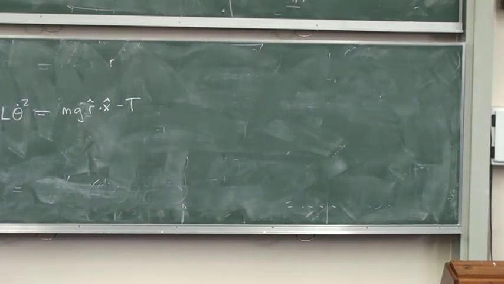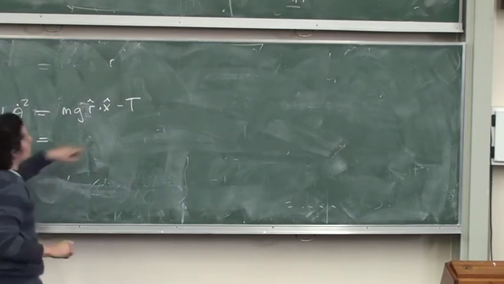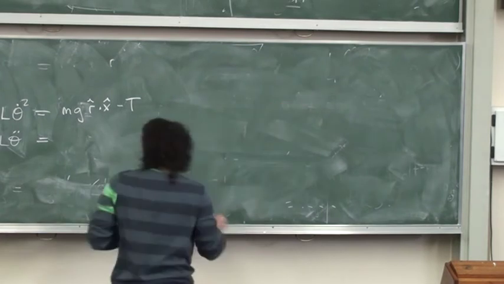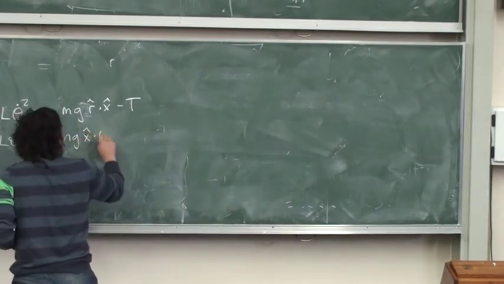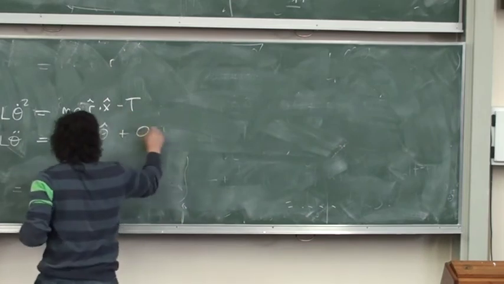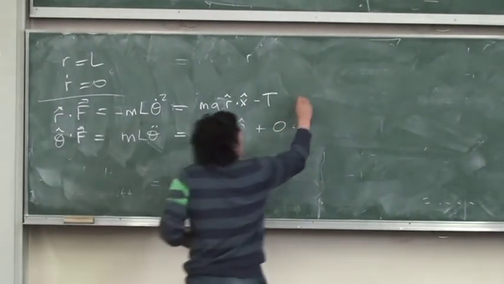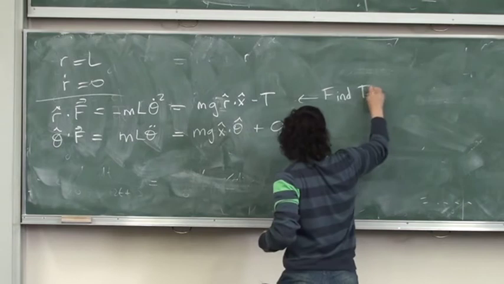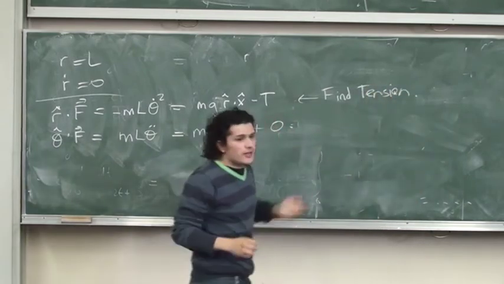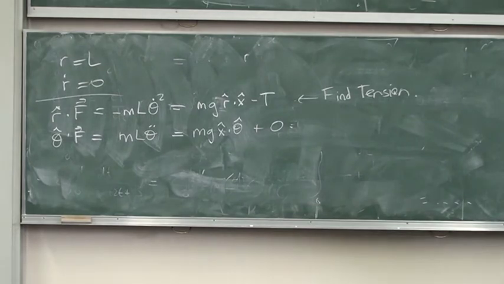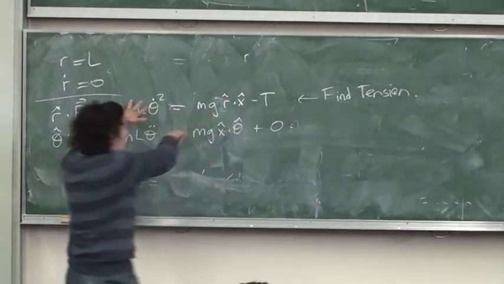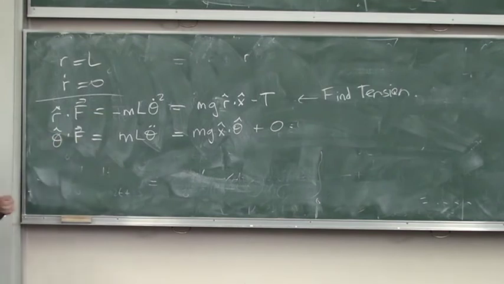Right. Theta hat dot F is equal to, I've got another one there. M, r dot is 0, goes away. R is L, theta double dot, is equal to, dot this guy with theta hat. What do I get? mg x hat dot theta hat plus naught. Right. The first equation we can use to find the tension. Tension is the force of constraint. We'll talk about these in more detail tomorrow. It's the force that keeps the pendulum moving in the motion we need it to, but it won't tell us the equation of motion. The second equation will. So let's look at it carefully.